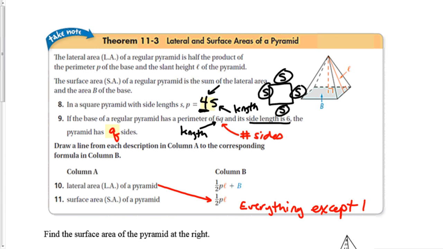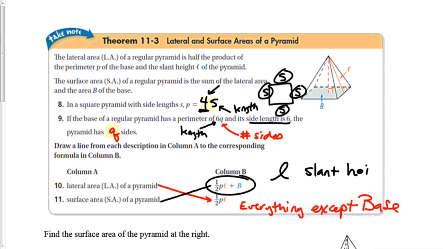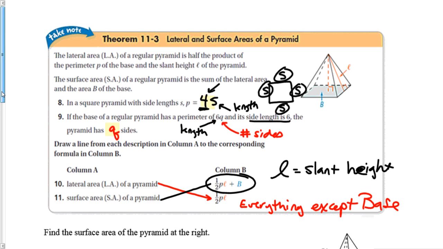And that's what lateral area is, and we're going to talk about that more on a different day. The surface area of a pyramid is this one right here. And just so we know, L, this curly L, is the slant height that we talked about earlier. So L is going to be the slant height. P is the perimeter of the base, and capital B, as before, is the area of the base.